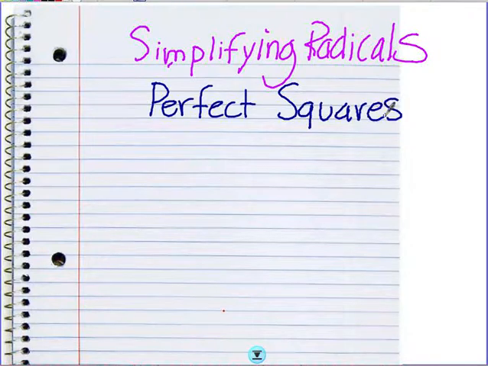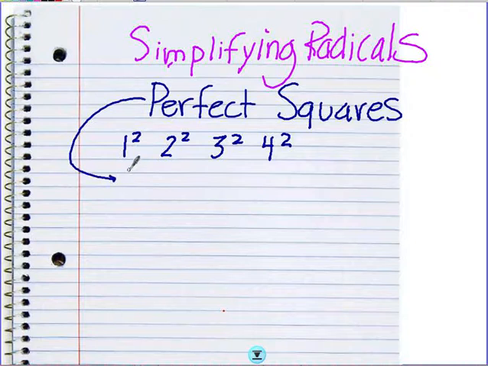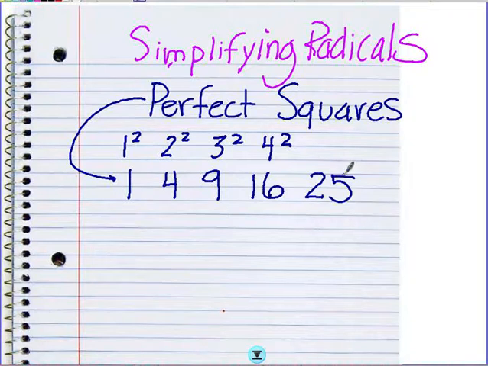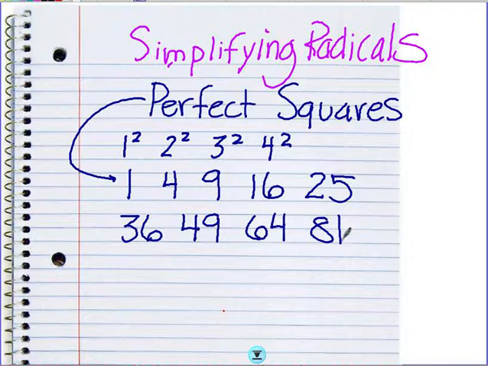Now, a couple of days ago when you worked on the first worksheet for this chapter, you made a list of all the perfect squares. They are what 1 squared is, what 2 squared is, what 3 squared is, what 4 squared is, and so on. So the perfect squares are 1, 4, 9, 16, 5 squared is 25, 6 squared is 36, 7 squared is 49, 8 squared is 64, 9 squared is 81, 10 squared is 100, and they keep going, but I think those are the ones we're going to need.